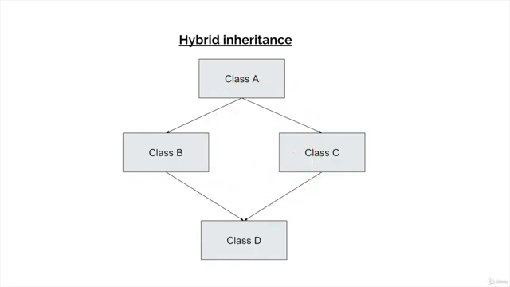So in this lecture, we understood what single inheritance is, what multiple inheritance is, what multi-level inheritance is, what hierarchical inheritance is, and what hybrid inheritance is. So there are 5 types of inheritance in object-oriented programming with Java.